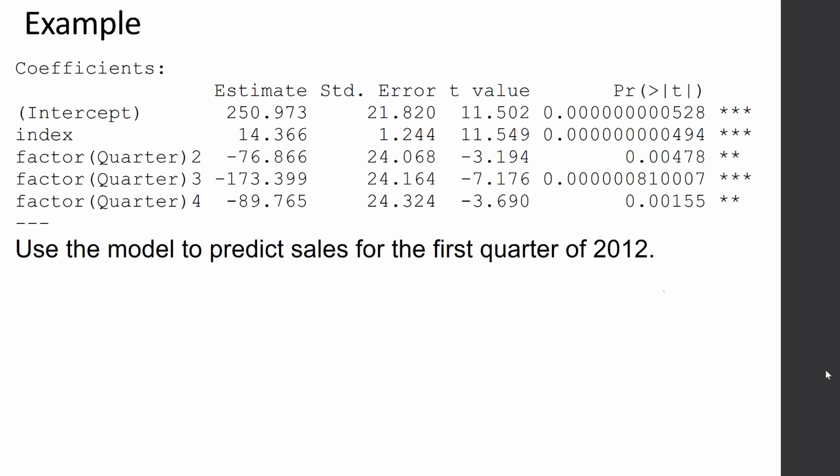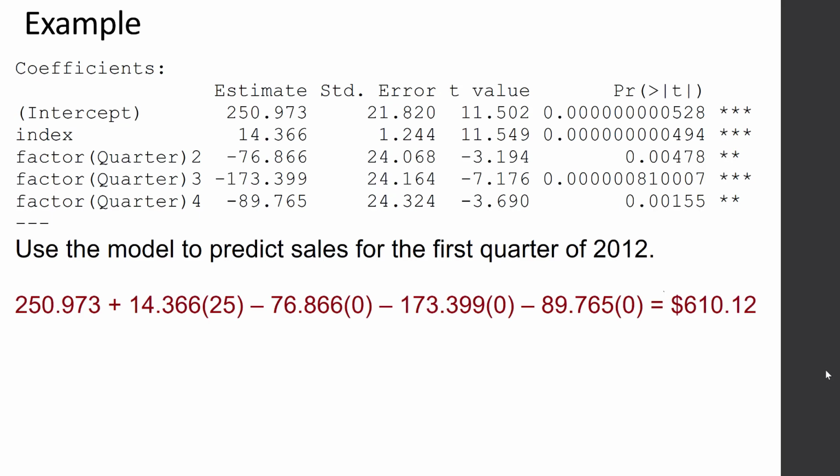All right, let's practice making a prediction for the first quarter of 2012. So what do we put in? Our index is going to be 25, since the last quarter of 2011 was index 24. The first quarter of 2012 is going to be an index of 25. And then for the first quarter, since we don't have a term for it, we're just going to plug in 0 for quarter 2, 0 for quarter 3, and 0 for quarter 4. That's going to give us our baseline value of quarter 1. And we get $610.12.